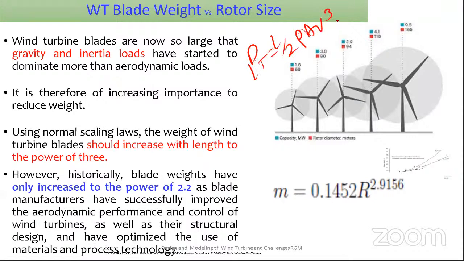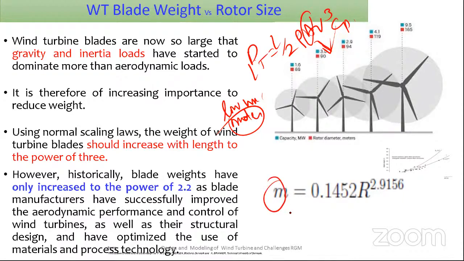Now in Indian conditions, most locations have low to moderate wind speed. But I want to extract energy from that moderate wind speed. What I have to do is increase my area, right? Now I increase my area, and at the same time the weight of the turbine should not be increased. The weight of the rotor should not be increased.